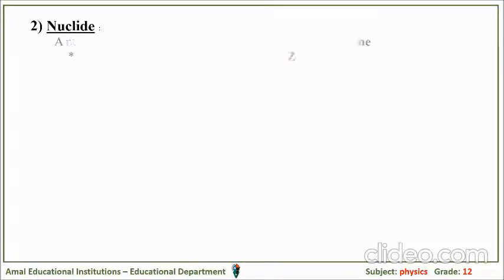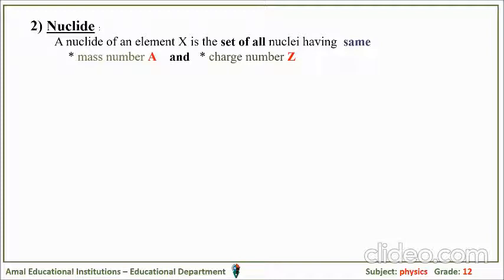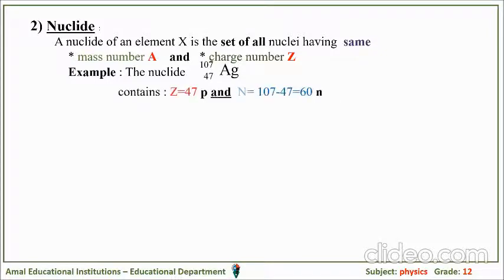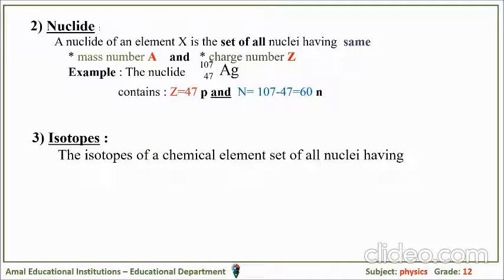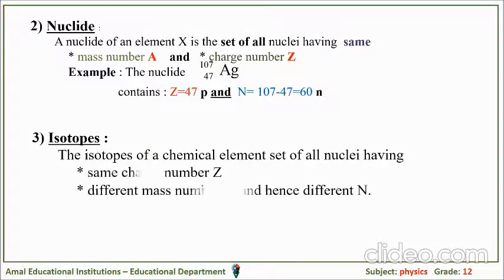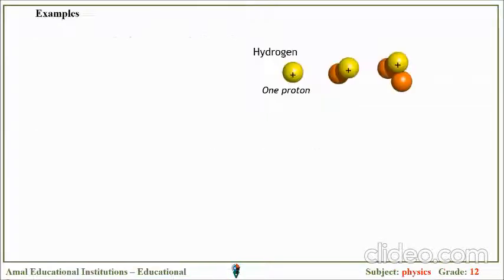The nuclide. A nuclide of any chemical element X is the set of nuclei having the same mass number A and the same charge number Z. The Ag-107-47 nuclide contains Z, which is 47 protons, and N equals 60 neutrons. Isotopes of a chemical element is the set of all nuclei having the same charge number but different mass number, and hence the difference in number of neutrons.